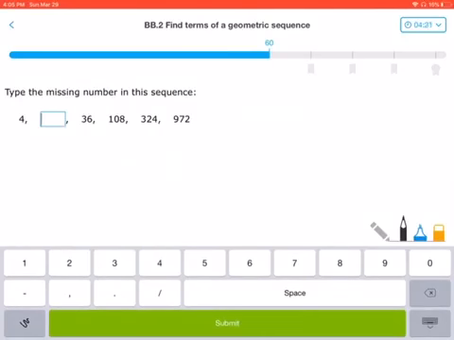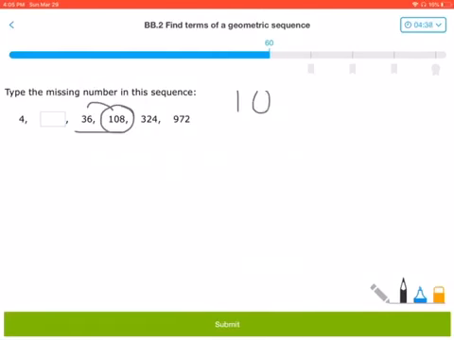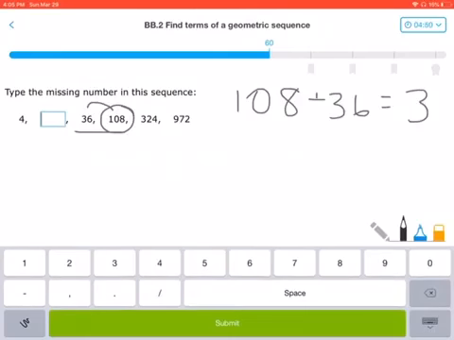For that one, we're going to have to come over here to the end. We're going to do 108 divided by 36. And I believe that is 3. Yeah, it's 3. So 4 times 3 would give me 12.